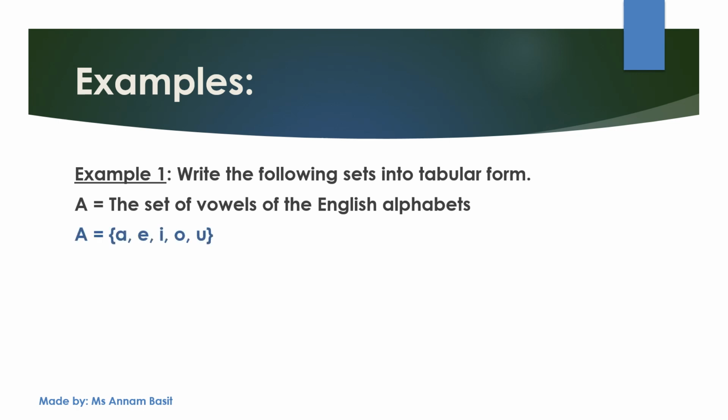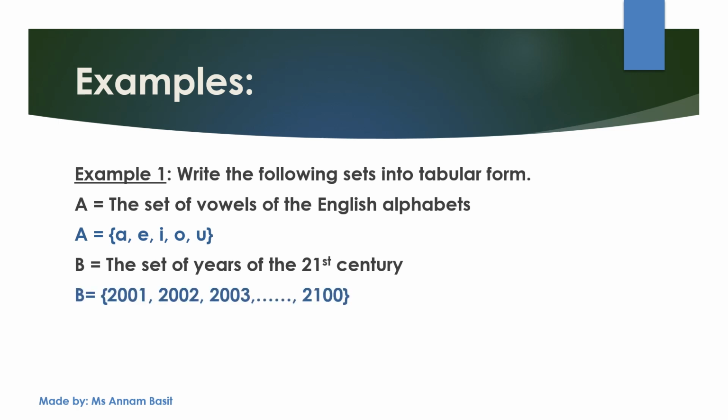So you're going to write it as A is equal to brackets open A, comma E, comma I, comma O, comma U, and brackets closed. Okay? So look at another example, another question, that is the set B. Capital B is equal to the set of years of the 21st century. So now how are you going to represent it in a tabular form?